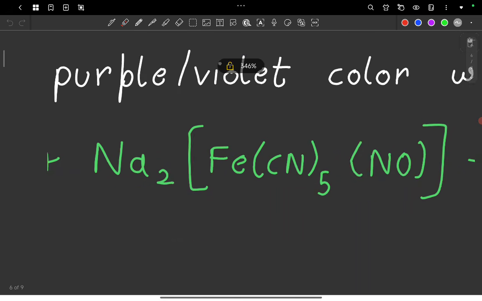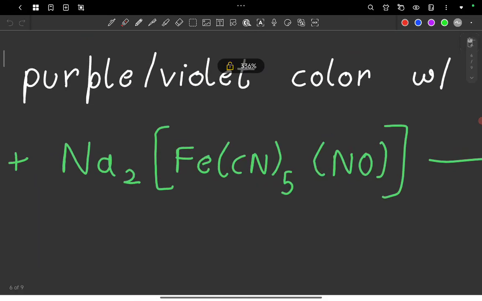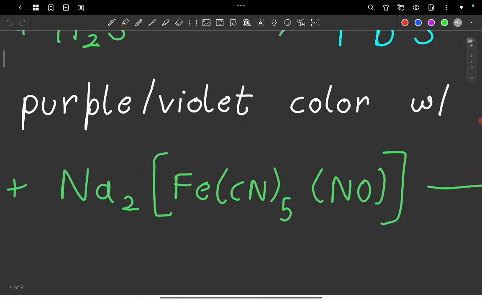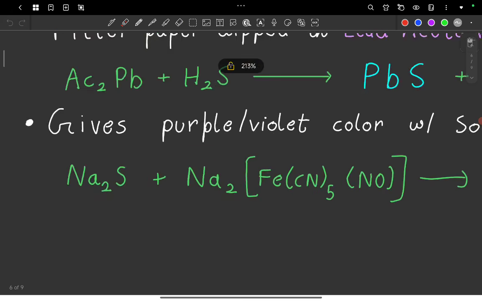And this is the prusside part. I won't go into the nomenclature of that. But you have to remember that sodium nitroprusside is nothing but a complex where iron is the central metal atom surrounded by 5 cyanide ligands and 1 nitrosonium ligand. And the spectator ions here are the sodium Na+ ions.